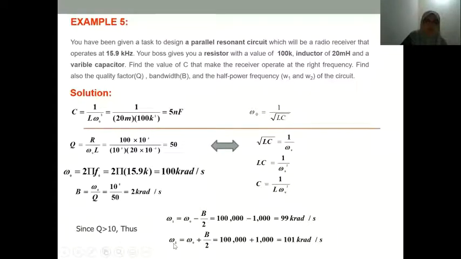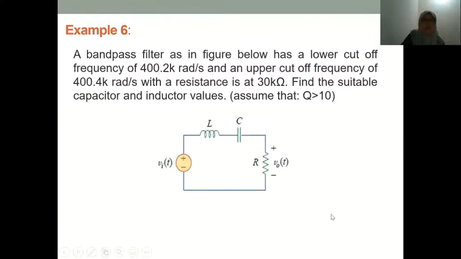For the omega 2, or the upper frequency, it is omega naught plus B divided by 2. Your resonant frequency is 100 kilo, and your bandwidth divided by 2 is 1000. So you add these two components, and we get your upper frequency is 101 kilo radian per second. So we go to the next example.